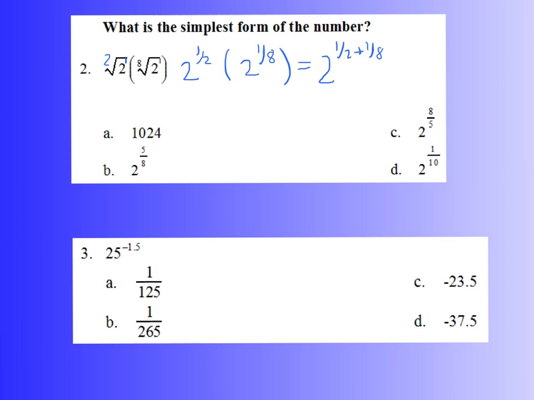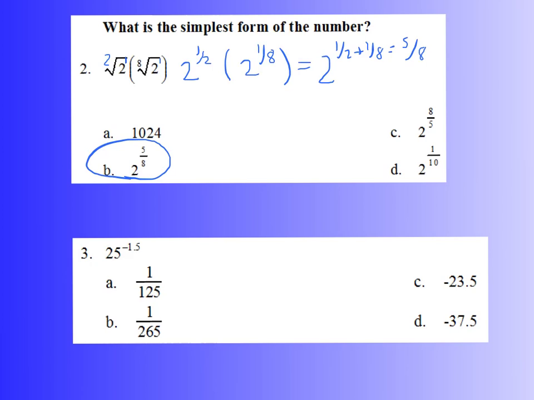Again, when we do 1/2 plus 1/8, we can either ask our calculator to help us out, or we need to get a common denominator and then add those fractions. When I put this in my calculator, it tells me that 1/2 plus 1/8 is equal to 5/8. So my answer is going to be my base of 2 to the 5/8 power, B.